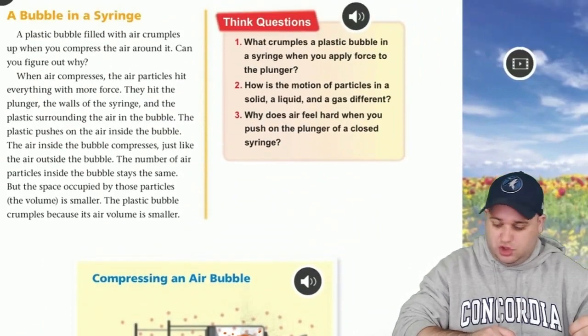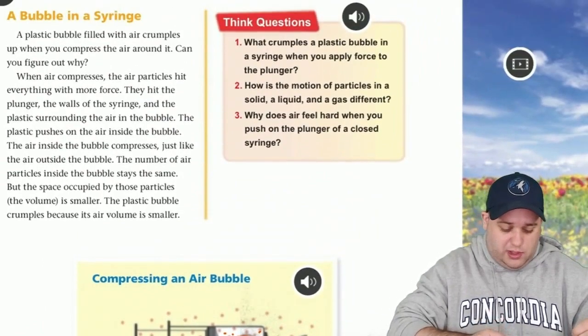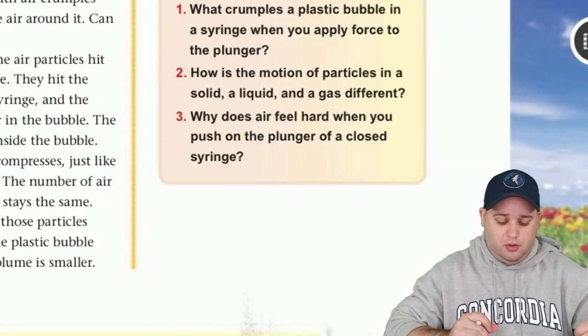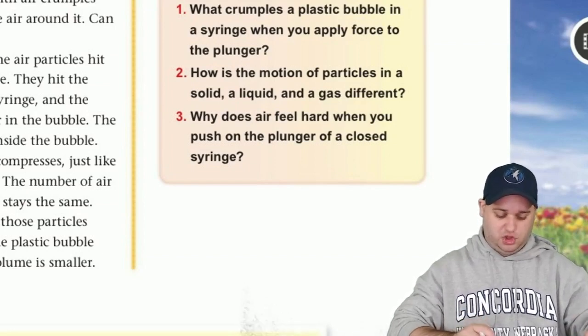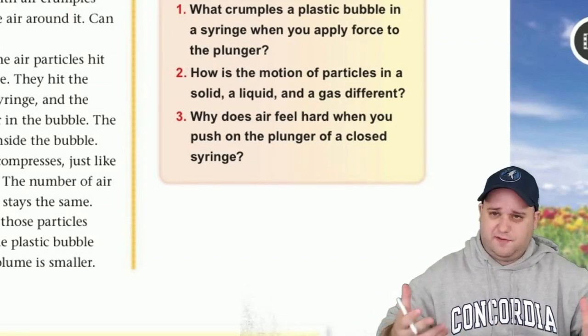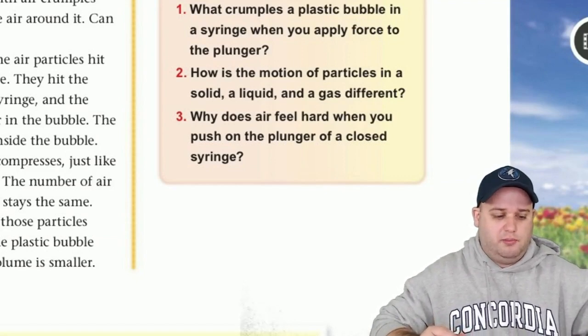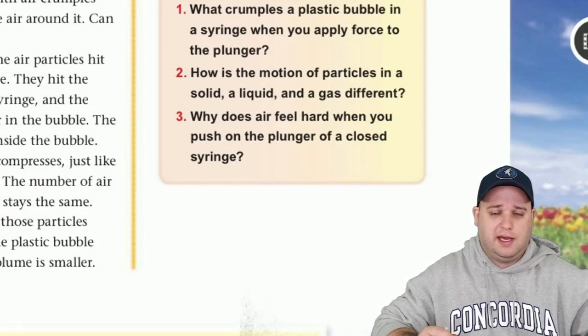So we have some think questions here. What crumples a plastic bubble in a syringe when you apply force to the plunger? How is the motion of particles in a solid, liquid, and gas different? Why does air feel hard when you push on the plunger of a closed syringe? So why does it feel hard to press that in? Okay, so think about that. But the main thing we need to think about is, what is the relationship between particles of matter? Can you describe a solid, a liquid, and a gas, and how their particles are related, or are they different?